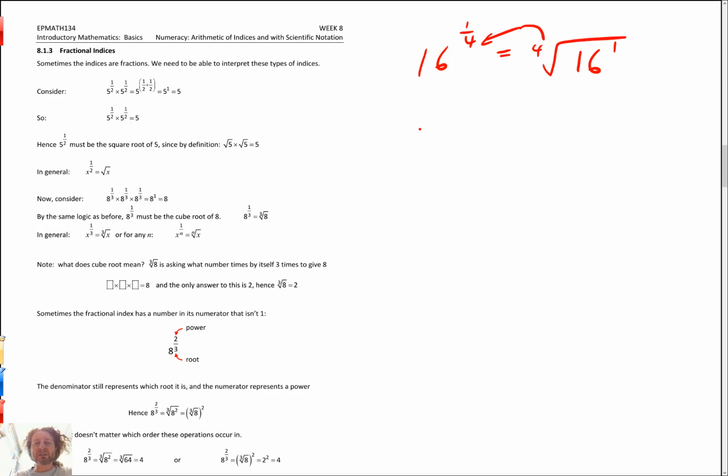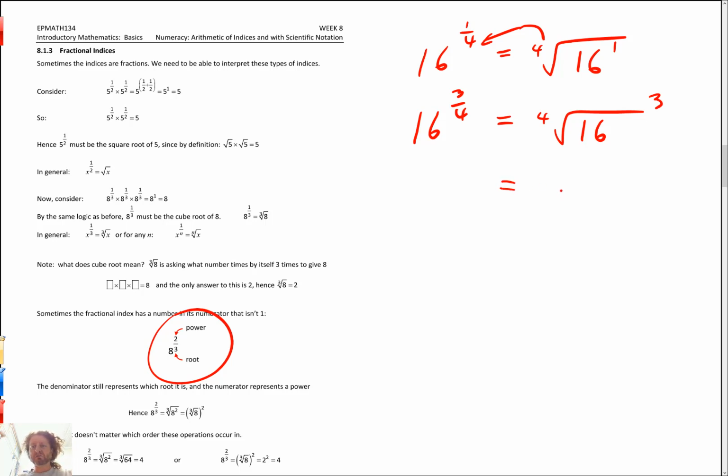What if the numerator was something else? What if it was 16 to the 3 quarters? Well, there's 2 things happening, as this little graphic down here shows. The denominator still tells me you've got a 4th root of this. The numerator tells me it's still being raised to the power of 3. You could say, well, hang on, which should come first? The truth is it doesn't matter. I could say the 4th root of 16 and then cube it, or I could say the 4th root of 16 cubed. Again, being a calculator course, I don't really care what order I do it in.